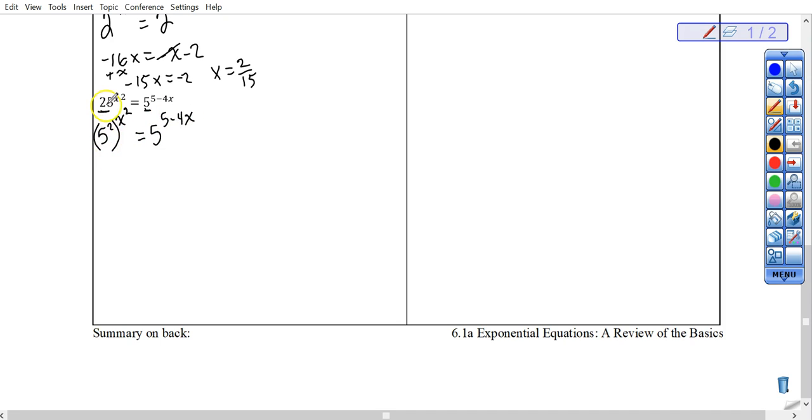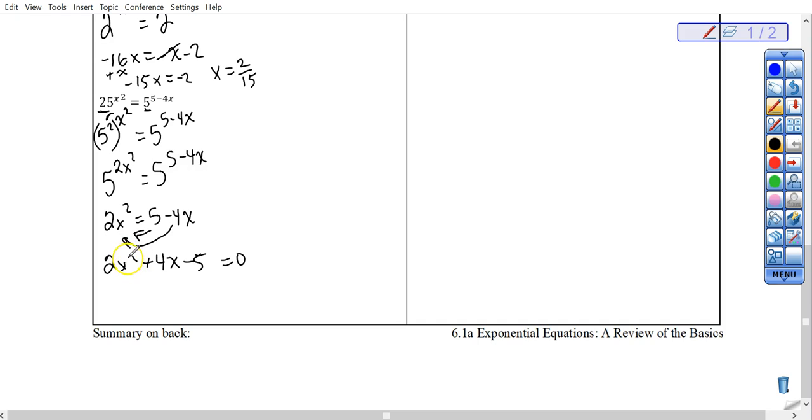All right, so we're going to apply our power rule here so that we can simplify this. So we have 5 to the 2x squared equals 5 to the 5 minus 4x. So same bases. If the bases are equal, then the exponents are equivalent. 2x squared equals 5 minus 4x. And then we're going to solve for x. You can see the quadratic appear here as well. So we will have to find the zeros. So we'll move these two terms to the other side. So 2x squared plus 4x minus 5 equals 0.